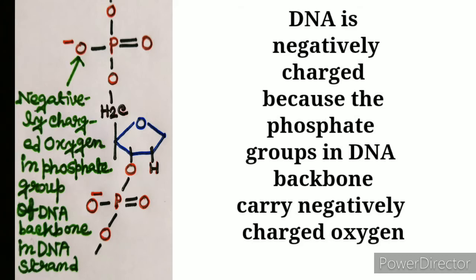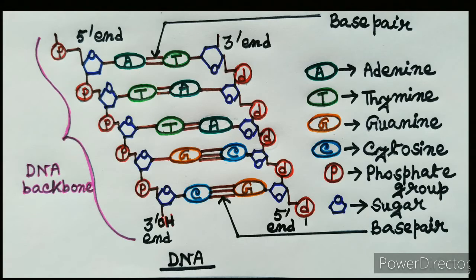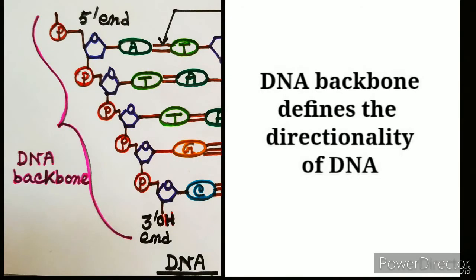Each phosphate group contains one negatively charged oxygen atom and the entire strand of DNA is negatively charged due to the repeated phosphate groups. The backbone of DNA is made up of sugar molecules connected to each other by using phosphates. The sugar-phosphate backbone forms the structural framework of DNA and it defines the directionality of the DNA.